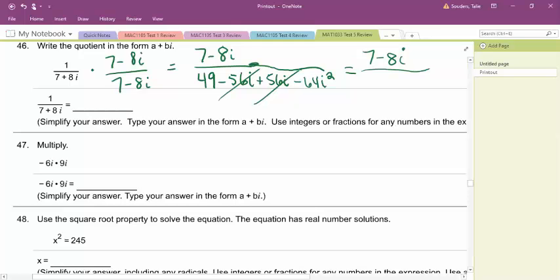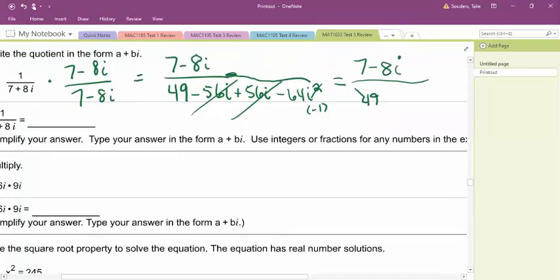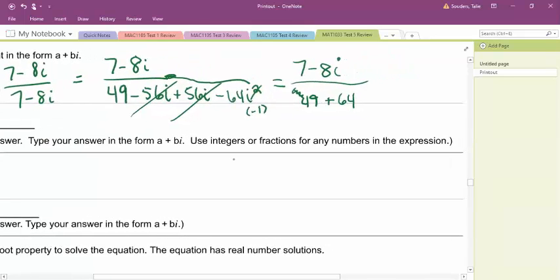So what do we know about i squared? Negative 1. So if this is really negative 1, then this whole last term becomes what? 49 and then what? Plus 64. Good. And what is 49 plus 64? 113. Good. Are we done?